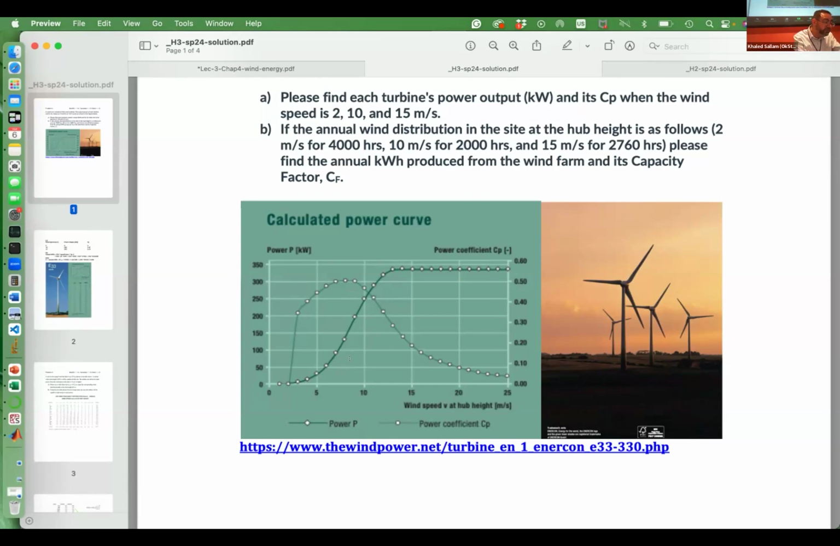Where's the cut out speed? I can't really see your mouse on there very well. Yeah, so small. So this is the rated, of course, right? 17? At about maybe 14. Okay, maybe 14 is rated. And the cutout is the end of that graph at 25. The cut in is when the numbers start moving.